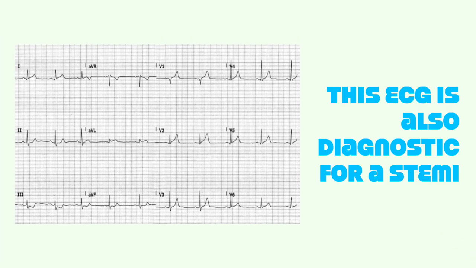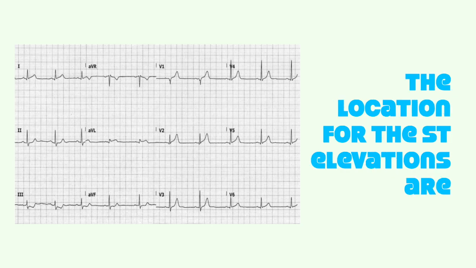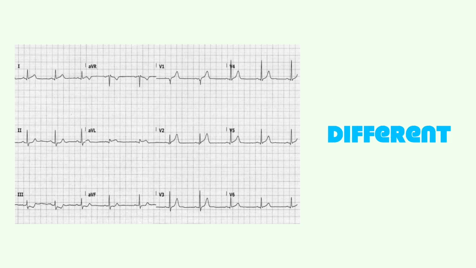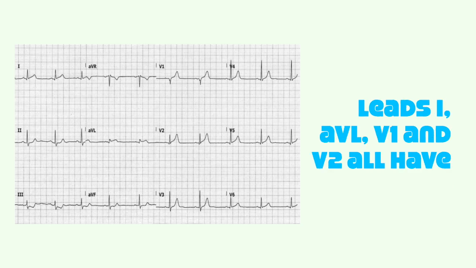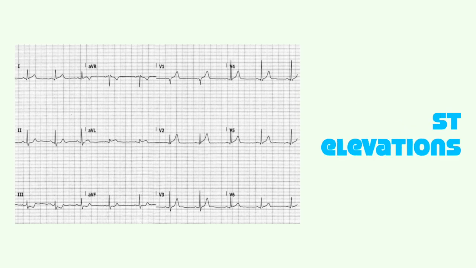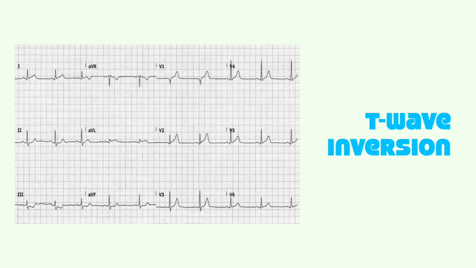This ECG is also diagnostic for a STEMI. However, compared to the previous STEMI, the location of the ST elevations is different, which is significant in determining the location of the heart attack. Leads 1, AVL, V1 and V2 all have ST elevations. Lead 3 has a ST depression and a T wave inversion.